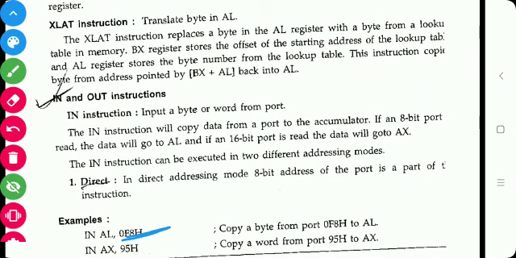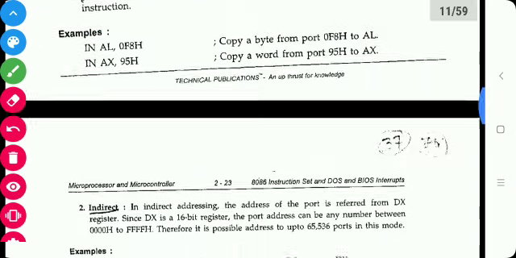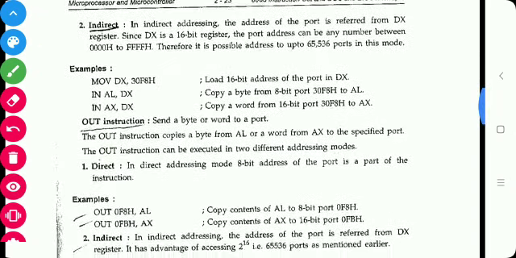So in direct addressing mode, the address is specified in the instruction and the contents of that port are copied into the AL or AX register, depending on whether the port is 8-bit or 16-bit. This is the direct mode. And in indirect port mode, the address is stored in the DX register, and that DX register is specified in the instruction.